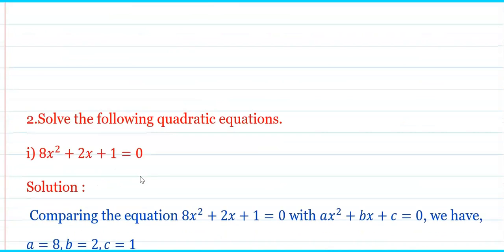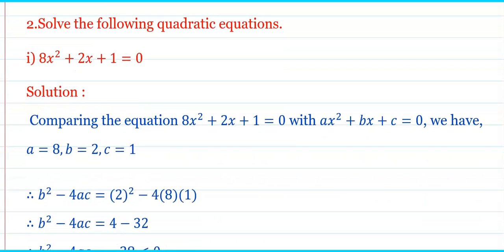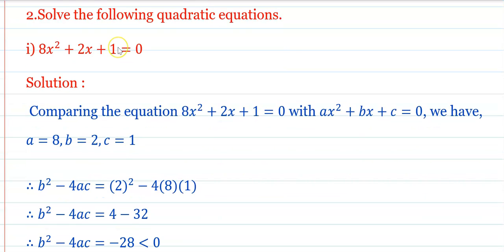Now we start question number 2. Now the question number 2. Solve the following quadratic equation. First question, 8x square plus 2x plus 1 is equal to 0.